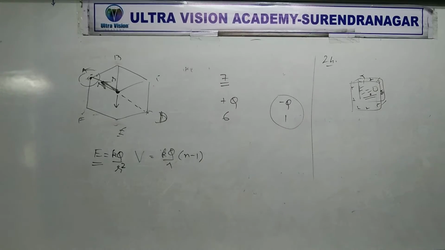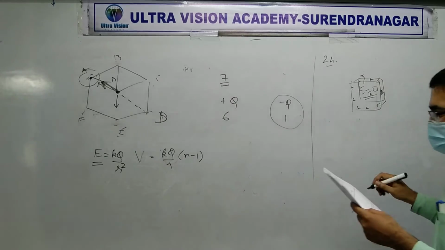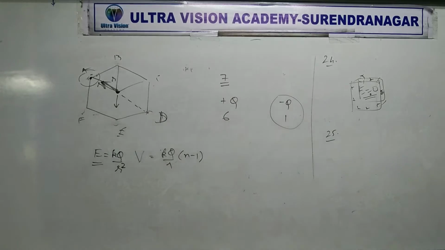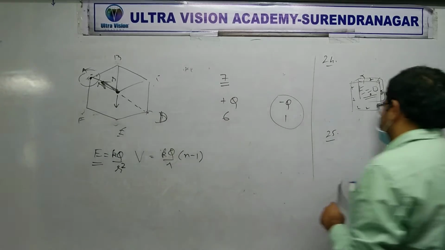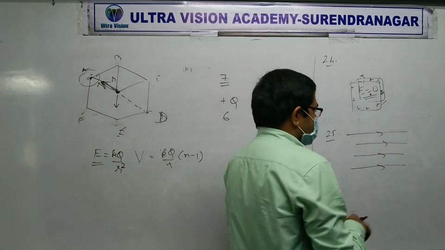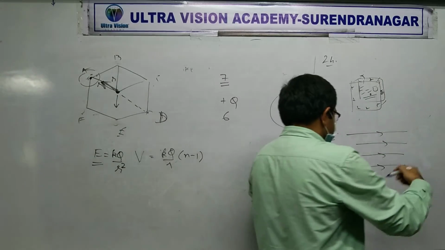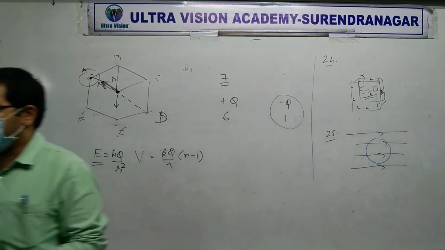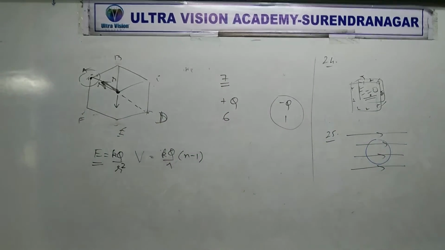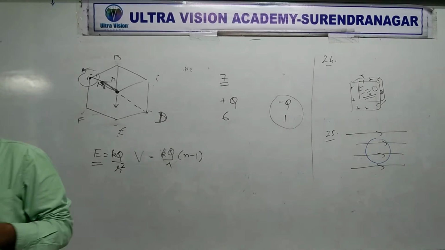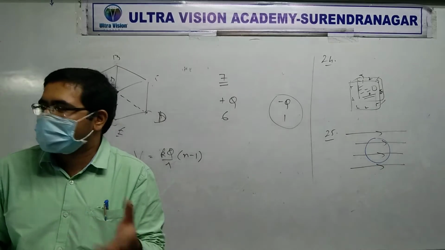Right. Next question. A metallic solid sphere is shown, and it is placed in a uniform field. What does that mean? First there was a uniform field like this, and then someone placed a metallic sphere in here. So obviously something about the field lines will change. So we have to decide now the lines of force. Lines of force means electric field.